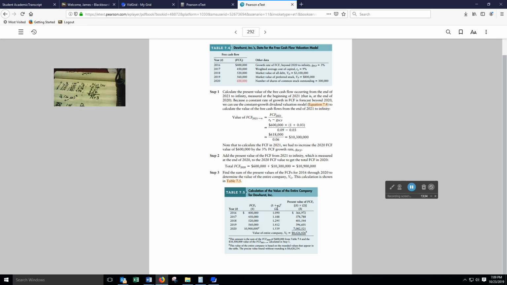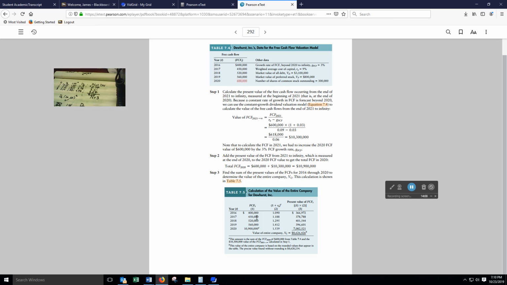I took 1 plus my weighted average cost of capital, added those two together, 1.09, and then I squared it. And I get 1.188. So I could do two things. I could take $450,000, divide it by 1.188, and that would give me $378,788.